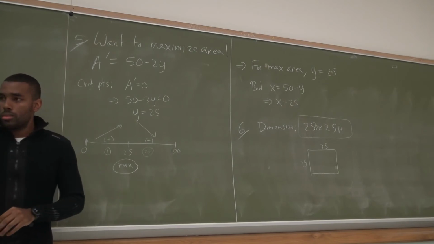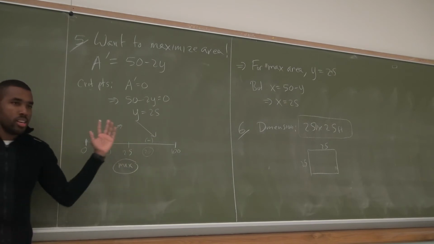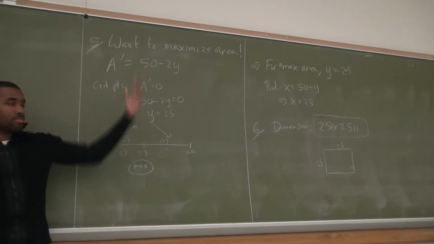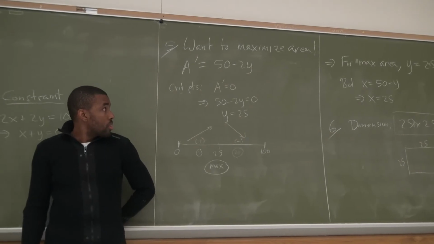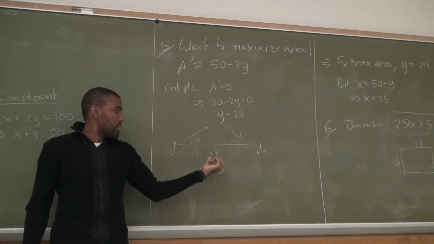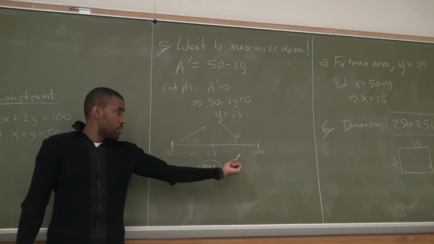Yes? Why did you use 1? Could you have used different numbers? We've done this before. I can test any number. I use 1 because it's easy. But would you still get y equals 25? That's the critical point. No. So I know between 0 and 100 I have to test 25. So I plug in any number between 0 and 25, and any number between 25 and 100.